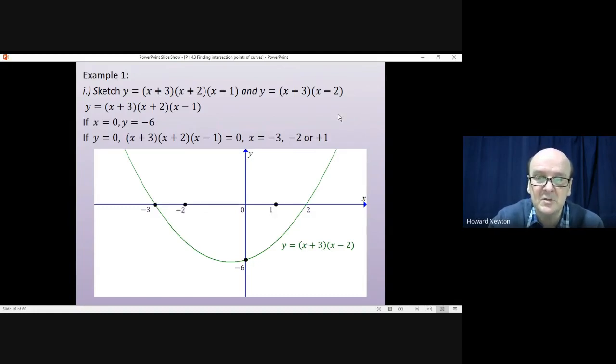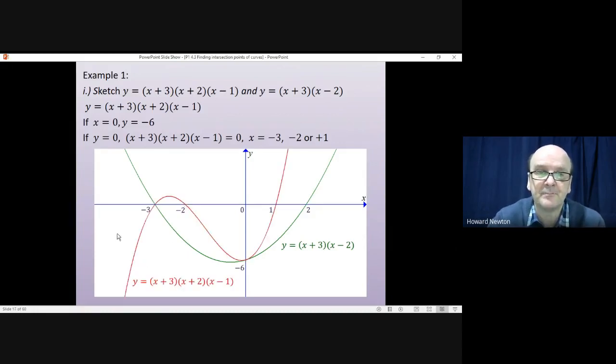We can sketch those now. We've got a right way up cubic. If we multiplied all these brackets together, we get plus 1x squared. So it must start down here in the bottom left. It's going to go up, it'll come back down, and then go up again. It must look something like this.